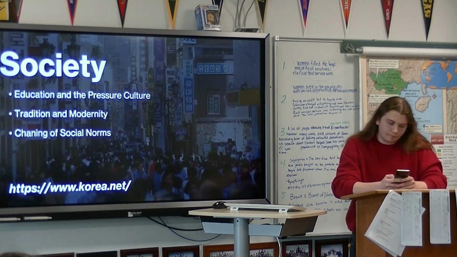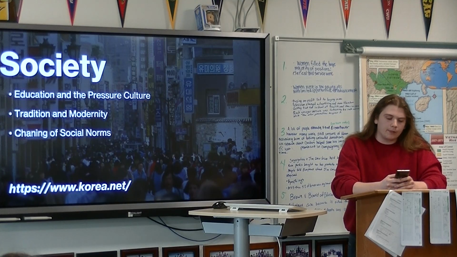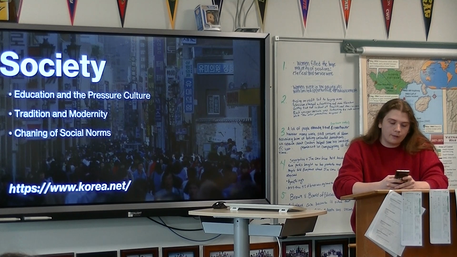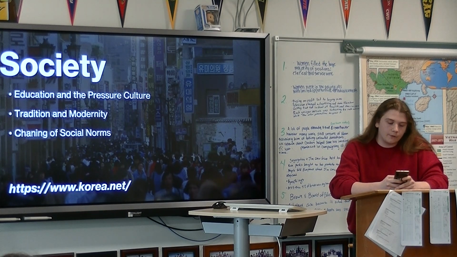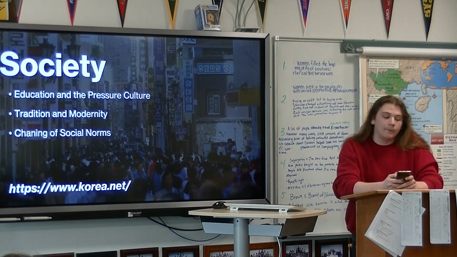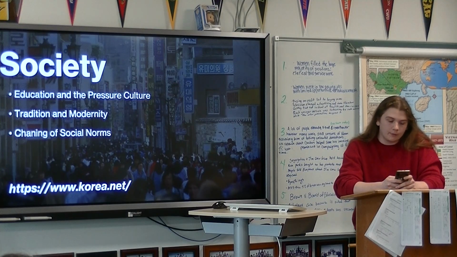Tradition and modernity. While South Korea is a global leader when it comes to technology and pop culture, traditional values still play a big role in their daily life. The respect for elders, family roles, and social hierarchy shapes how people interact, even in modern workplaces and homes.